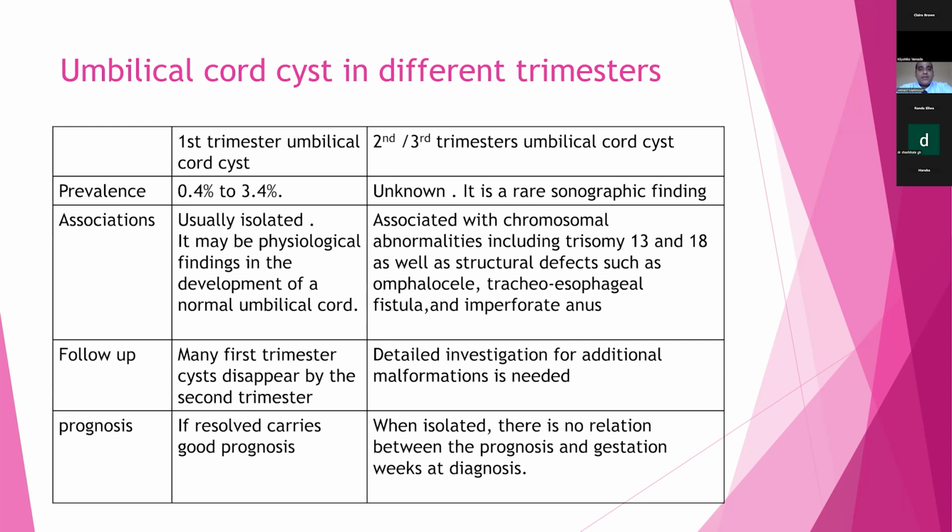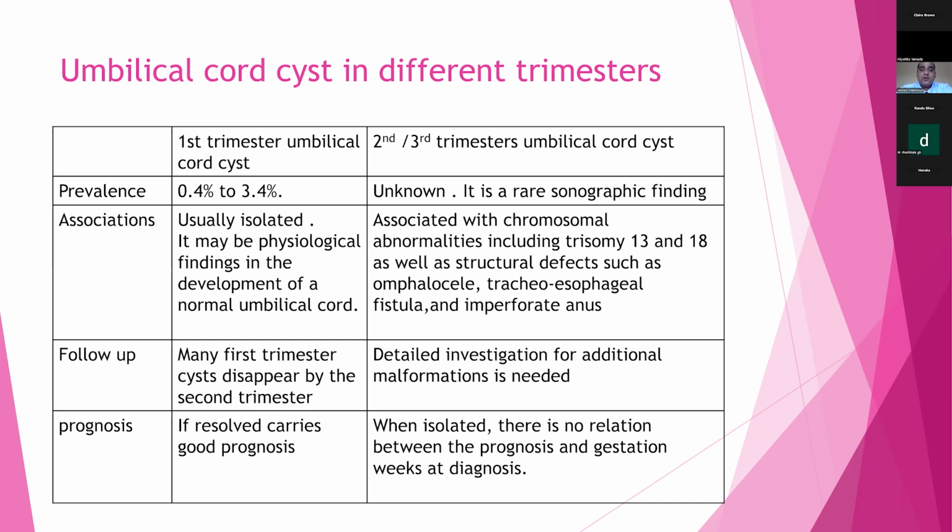So, umbilical cord cysts in different trimesters. According to the trimester, it is detected either in the first trimester or during the second or third trimester. In the first trimester, the prevalence is 0.4% to 3.4%. However, in the second or third trimester, it is unknown. It is a rare sonographic finding. The association, usually in the first trimester, is isolated. It may be a physiological finding in the development of the normal umbilical cord.